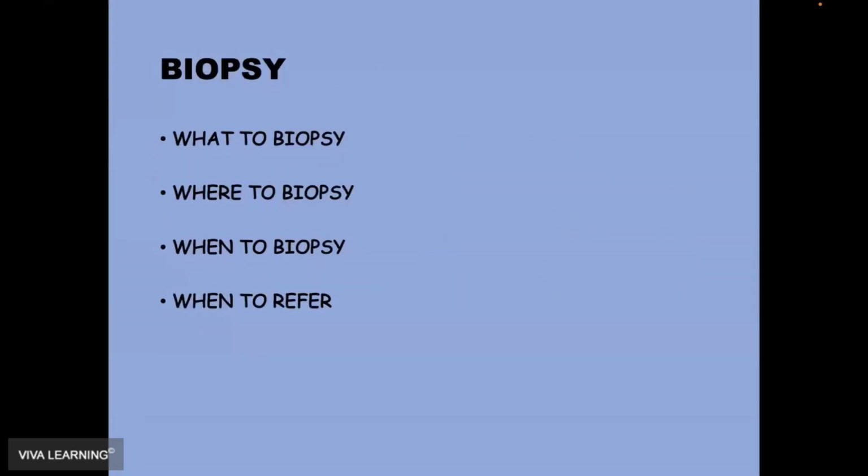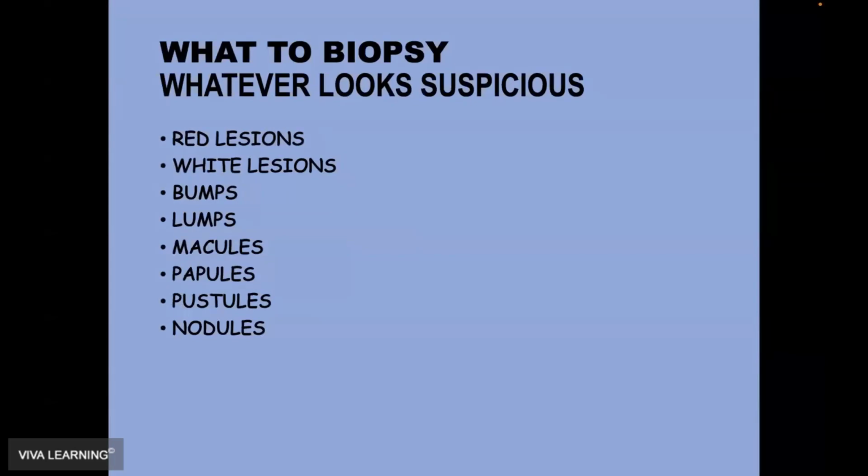So we need to know what to biopsy, where to biopsy, when to biopsy, and when to refer. So what do we biopsy? Whatever looks suspicious. Red lesions, white lesions, bumps or lumps, macules, papules, pustules, nodules, and I probably just confused you with those four terms. A macule is a flat lesion. A papule is a raised lesion. A pustule is a raised lesion that has pus, and a nodule is a raised lesion that is firm and rubbery and solid. So these are things that you should biopsy because they're going to look suspicious.